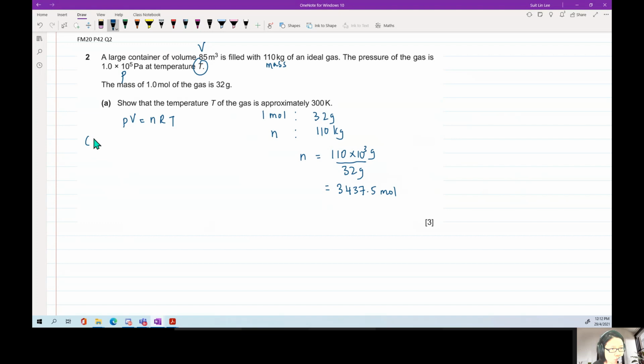Okay, we can substitute now. Pressure is 1.0 times 10 to the power of 5. Volume is 85 meter cube. Number of moles is 3437.5. R is 8.31. Please show the substitution. Then you can find your temperature. If you don't show your substitution, you'll probably lose marks as well, because I'm going to open up the mark scheme and see what substitution you're required to show.